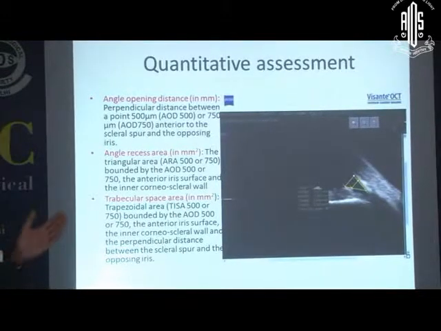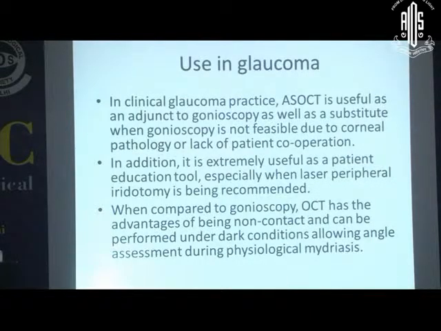So if we are looking at a patient whom we are managing after a trabeculectomy, or a post-op patient, or a shallow anterior chamber, we can over the weeks actually have objective evidence which our good slit lamp examination or even a gonioscopy or a goniophotography will not give us. So we know it is used in glaucoma practice as an adjunct to gonioscopy or as a substitute where gonioscopy is not feasible. It is extremely useful as a patient education tool because you have a picture that you can show to the patient, especially when a laser peripheral iridotomy is to be recommended.